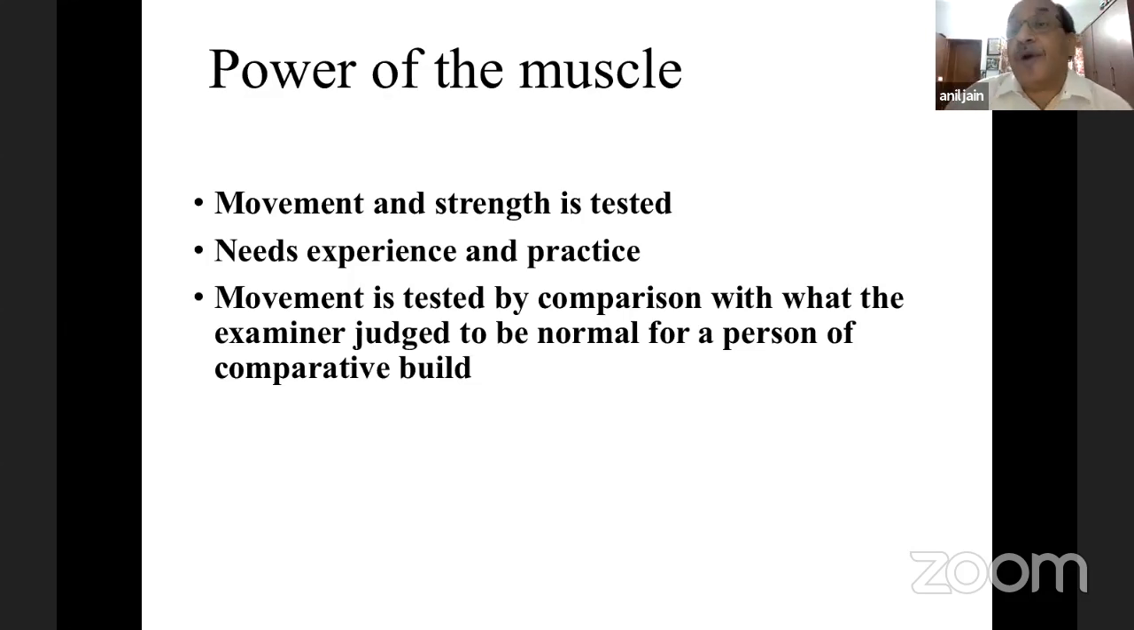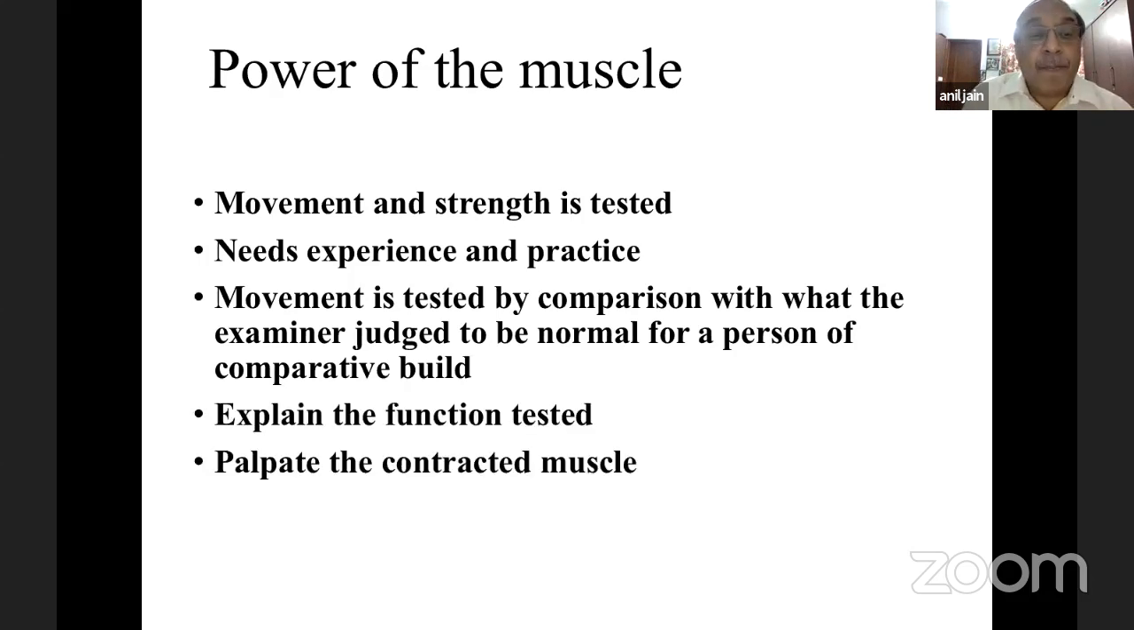Movement is tested by comparison with what the examiner judges to be normal for a person of comparative build. I think this is a very important statement, because most of the time, whenever a patient is presented by a student, they generally say, sir, the power is 3 or power is 4. Now, if you compare the power of an 80-year-old person with a young person's power, it will always be grade 4. But you have to judge by what is comparative for that patient and that build of the patient.